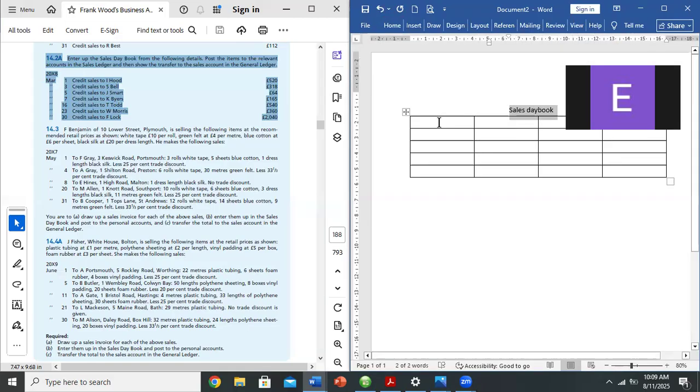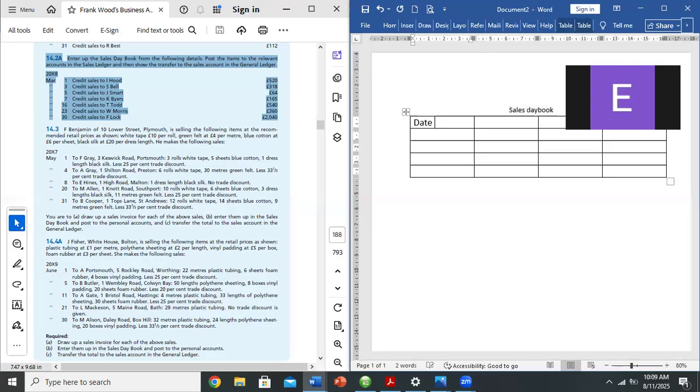So the first column is your date. Second is particulars, the details. Okay, so there you have it.